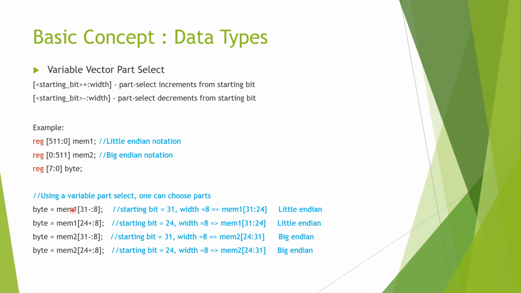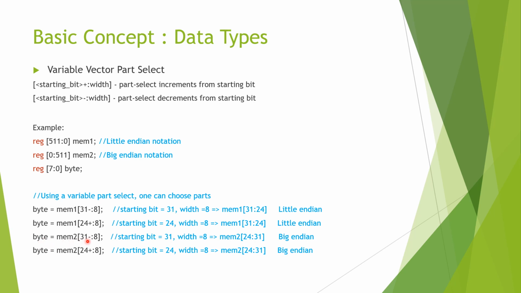So in these two examples, the value 31 will be the most significant bit because we have declared the variable with the little endian notation. Okay, let's see the third example.